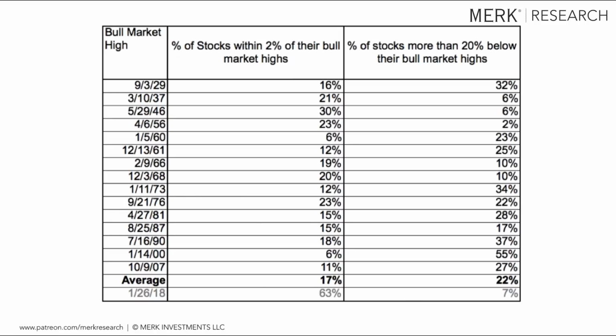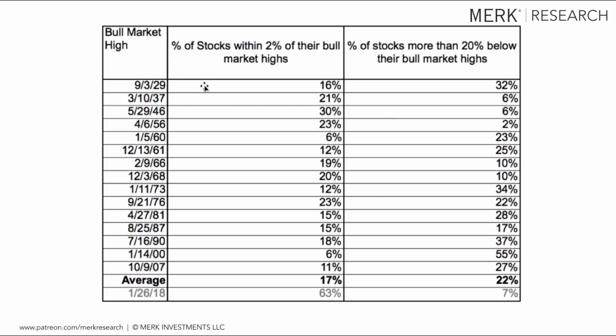This is a breadth table that shows 15 major market tops over the past 90 years in the Dow Jones Industrial Average, using that as the index. At each market top, it takes two readings. The left column shows the percent of Dow Jones Industrial Average component stocks that are within 2% of their bull market highs. The right column shows the percent of component stocks that are down more than 20% from their respective bull market highs.